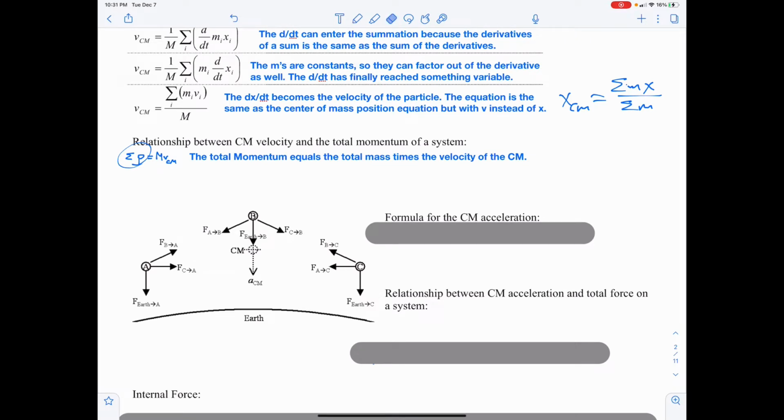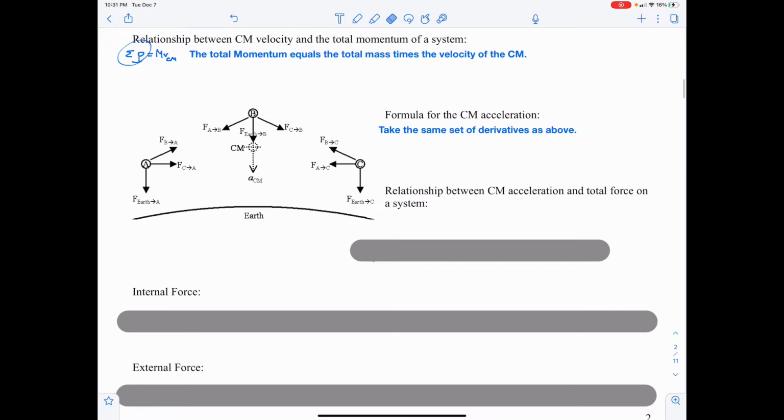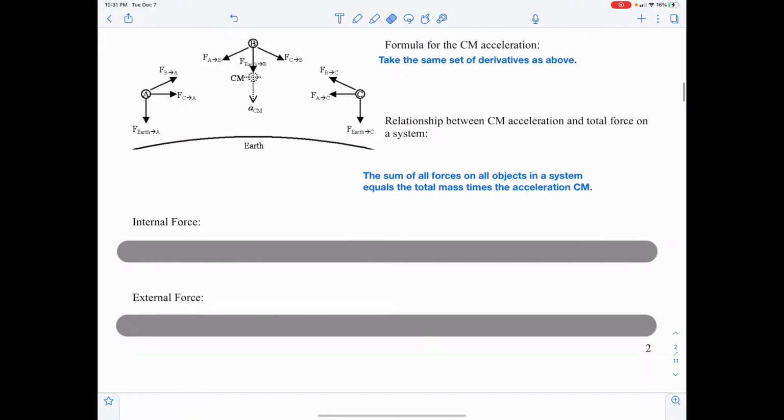Okay, so now let's go ahead and check out the center of mass acceleration. So again, we're going to take the same set of derivatives as before. The relationship between the center of mass acceleration and the total force on the system: the sum of all forces is equal to mass times the acceleration of the center of mass.